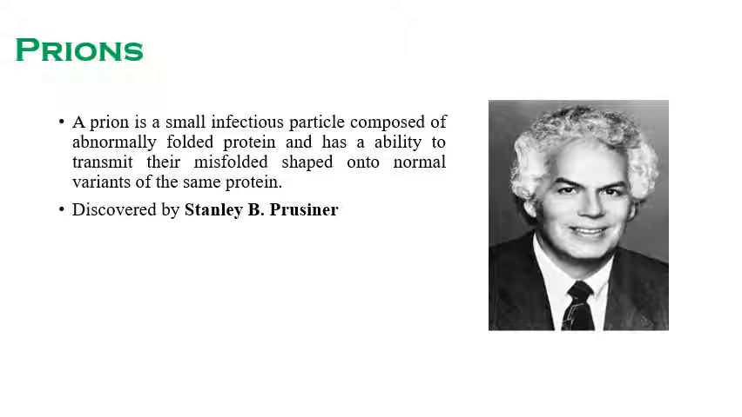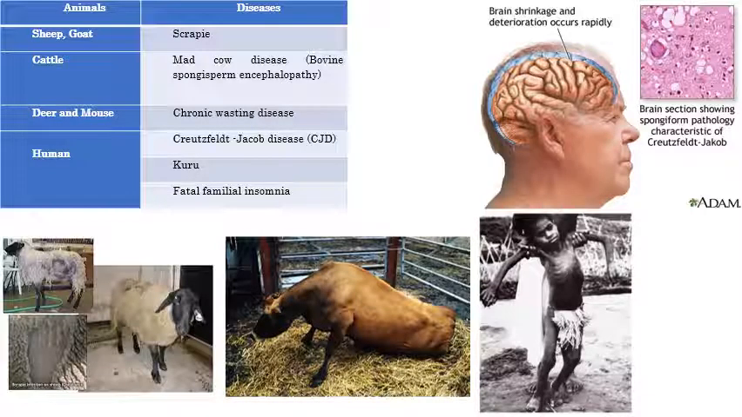It was first discovered by Stanley B. Prusiner, the scientist who discovered prions, and he also named them prions. For the discovery of prions and prion diseases, Stanley B. Prusiner received the Nobel Prize in Physiology and Medicine. Now we will see the different types of prion diseases caused by prions.